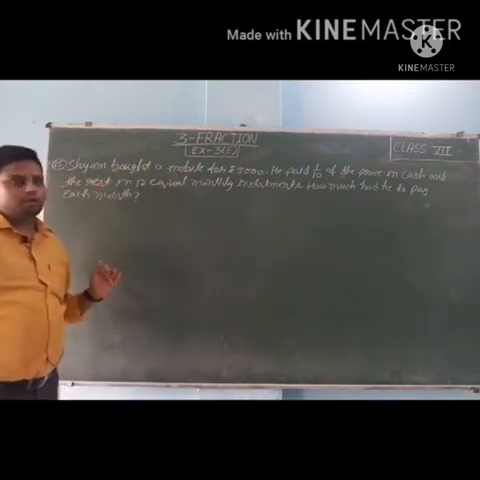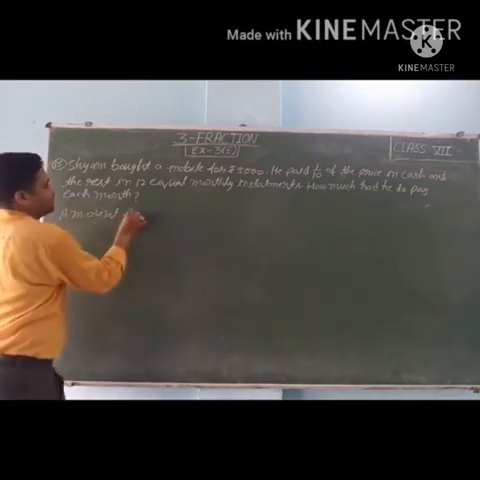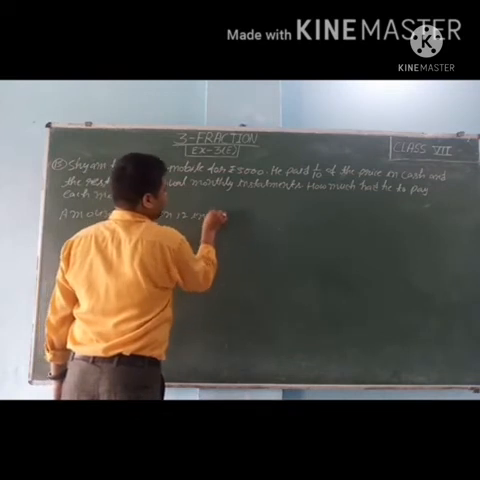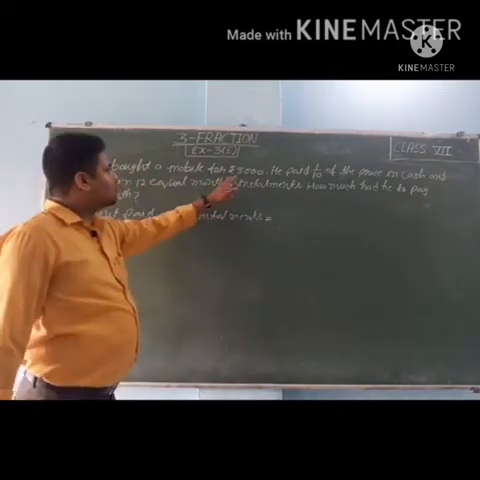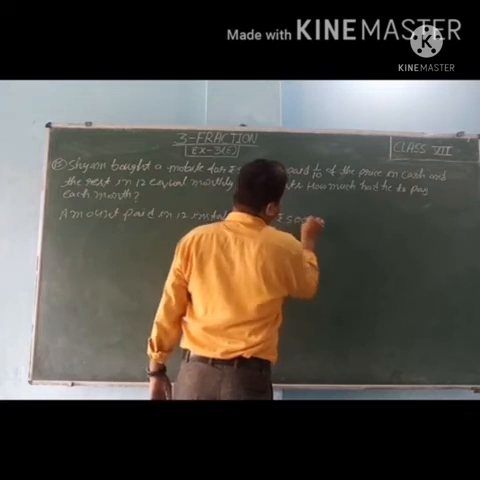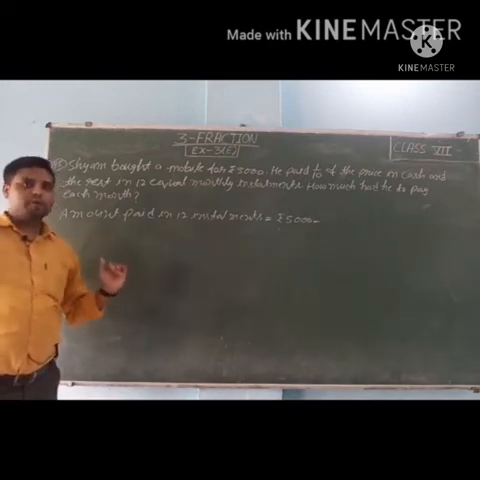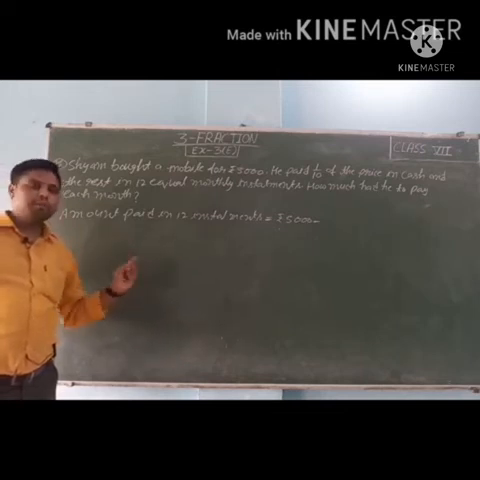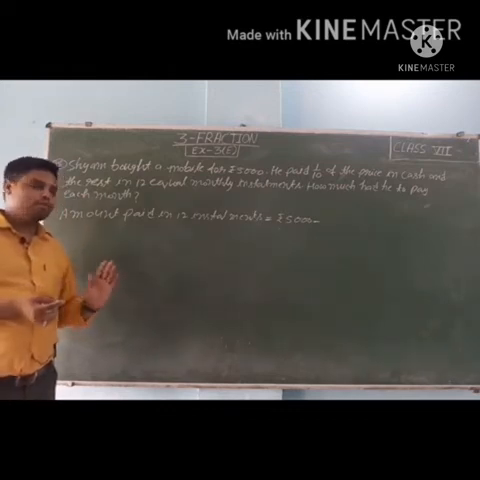12 equal installments. So amount paid in 12 installments is equal to, what is the cost of mobile? 5,000 rupees. 5,000 minus amount paid in cash. After paying the cash amount, the amount left is the amount paid in installment. So 5,000 minus amount paid in cash, the remaining amount is paid in installment. So we are finding that amount.